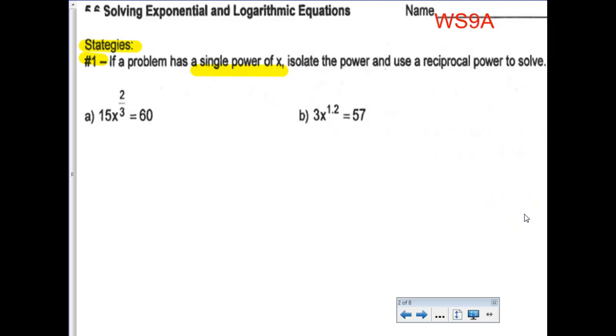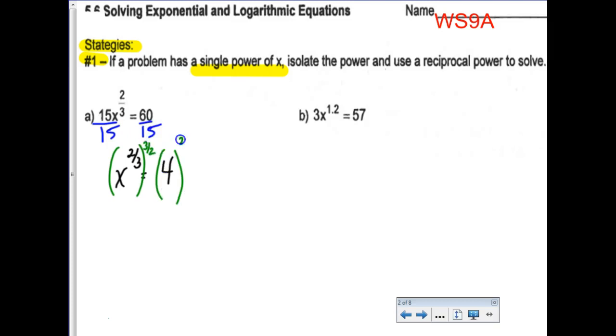All right, so number 1 here, we have 2 questions, and it says if you have your exponent as a base, but it happens to be raised to a power, the way you approach this question is you isolate the base, and then you apply the reciprocal power. That is the easiest way to solve this. So here, I would start by dividing both sides by 15. So you have x to the 2/3 power equals 4. And then the easiest way to get rid of a power is to apply the reciprocal. So the reciprocal of 2/3 would be 3/2.